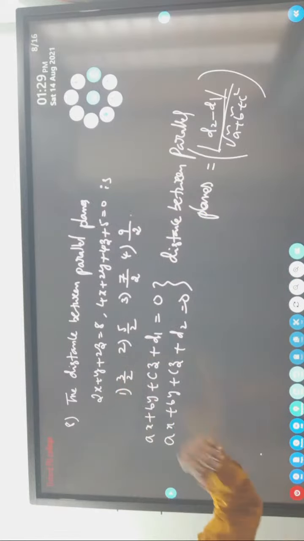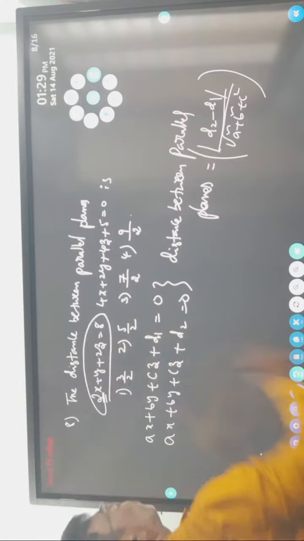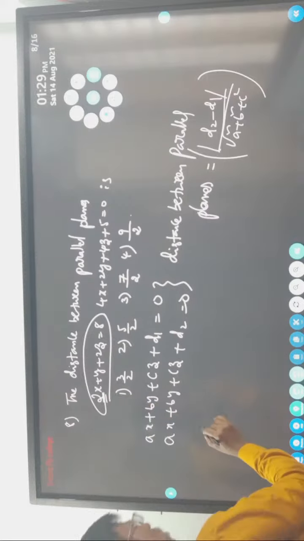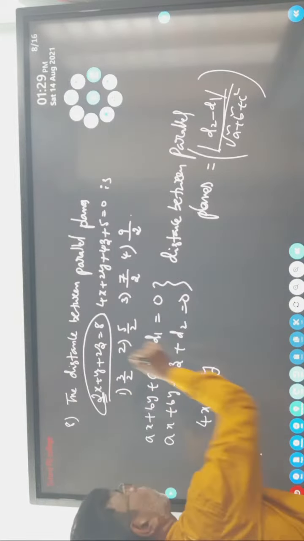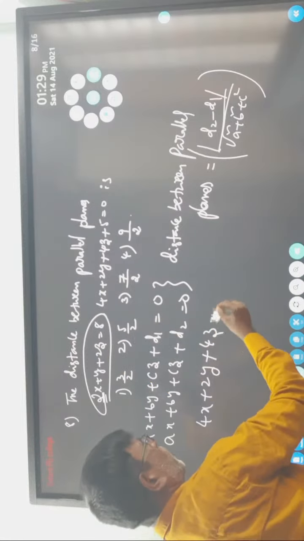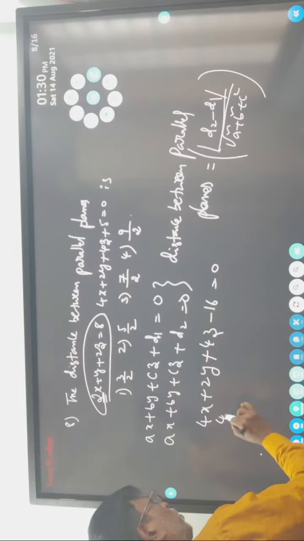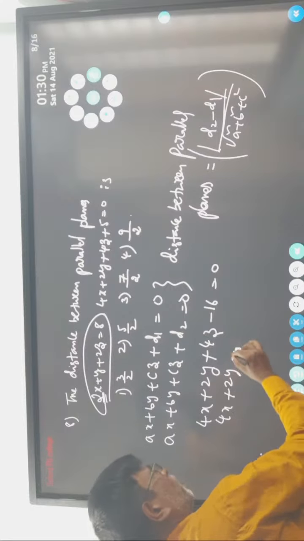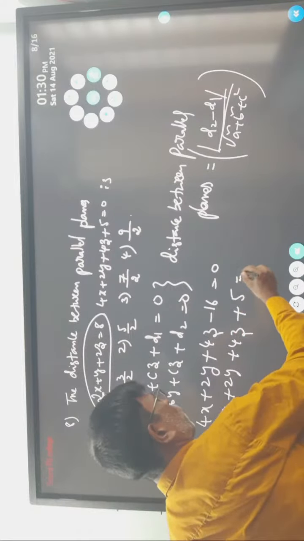So you take that one. Here 4 is there, here 2 is there. This is multiplied by 2. So then what are we getting? First plane 4x plus 2y plus 4z, multiply every term, that is minus 8 is minus 16, equals 0. Now 4x plus 2y plus 4z plus 5 equals 0.